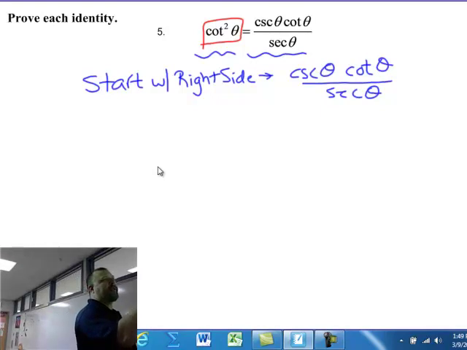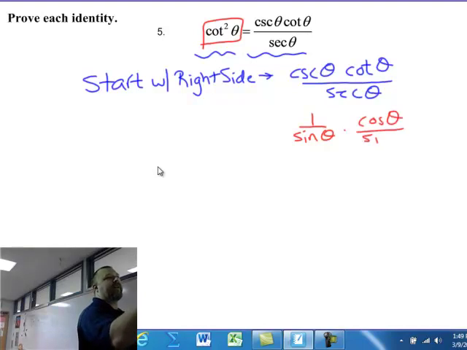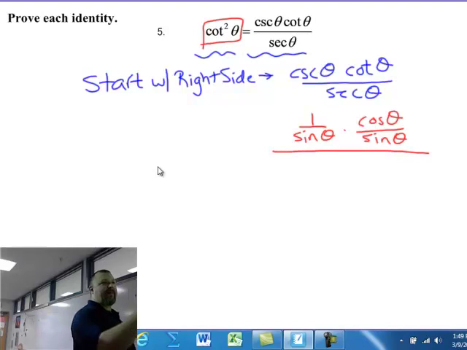So we're going to take cosecant and write that as 1 over sine of theta. And cotangent's going to be cosine of theta over sine of theta. And secant's going to be 1 over cosine. And now we're dividing by 1 over cosine of theta. Okay, it's kind of messier here. It got uglier real quick, didn't it? How do we fix this?